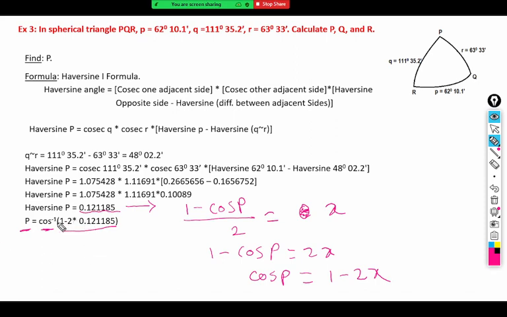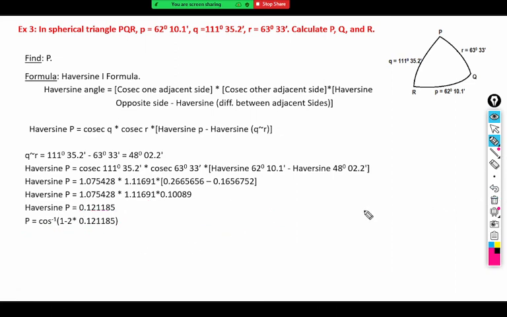All this multiplication and those things you can do on a calculator, and then you just have to take a cos inverse on the calculator and you get a unique answer there. There is no ambiguity case here. So the answer of cos inverse of this is 40 degree 44.7 minute.